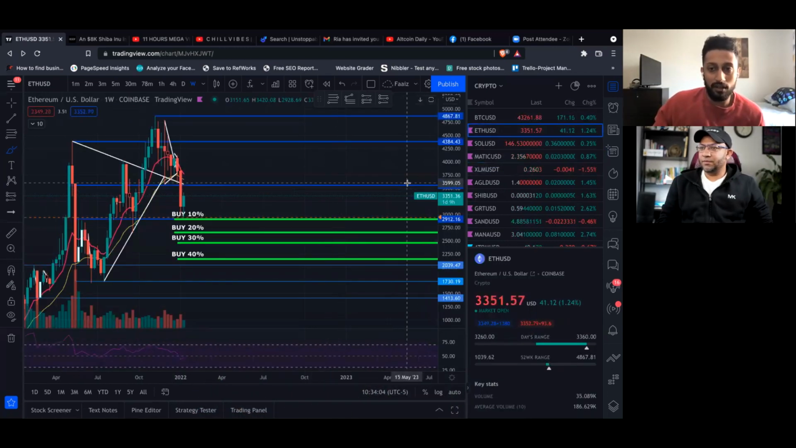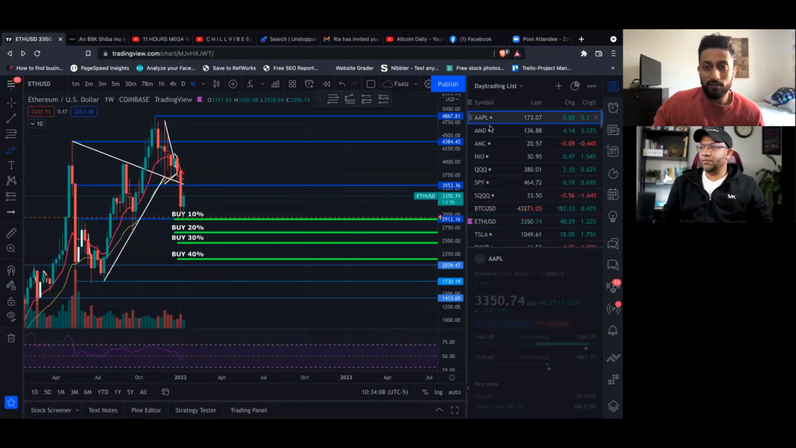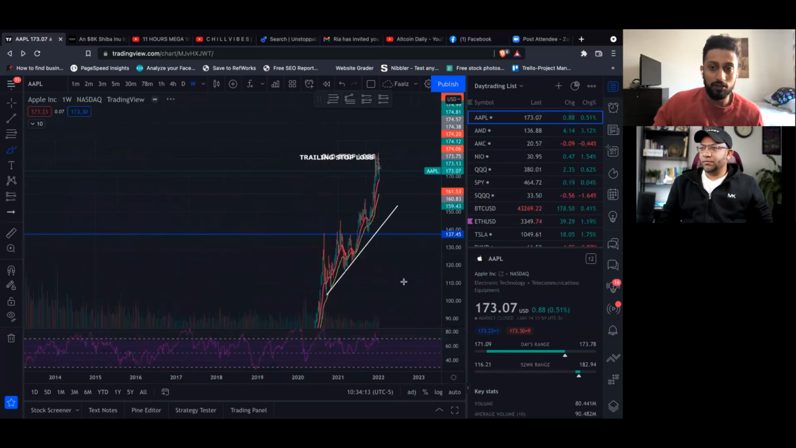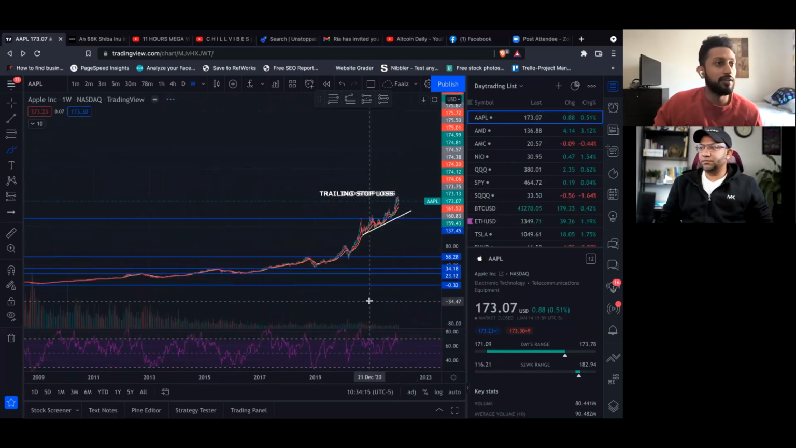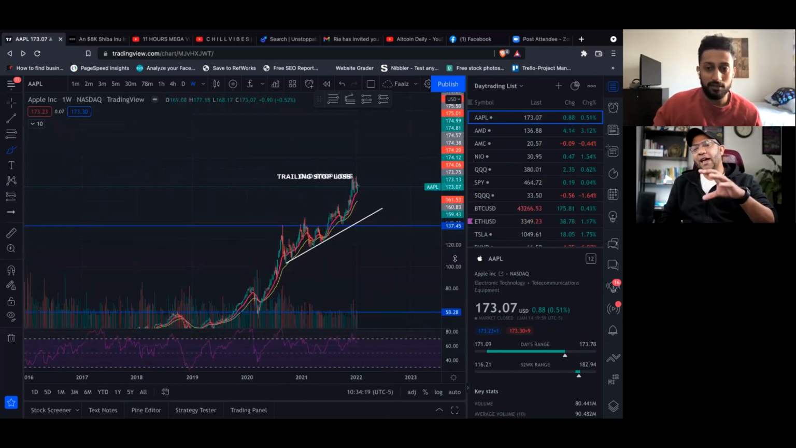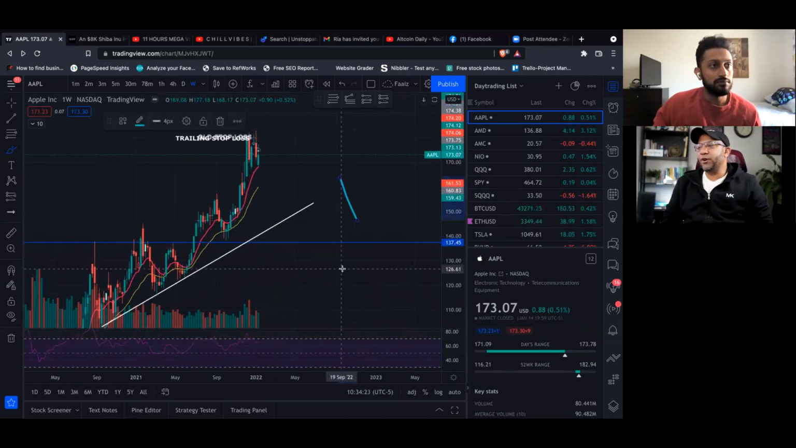Let's not look at crypto. Let's go into stocks for a second. If I'm an Apple trader, right? This is the weekly chart, and we all know Apple is a $3 trillion company. It's in an uptrend, an amazing company. Apple is equal to all the companies in the crypto world. That's how you can put it.